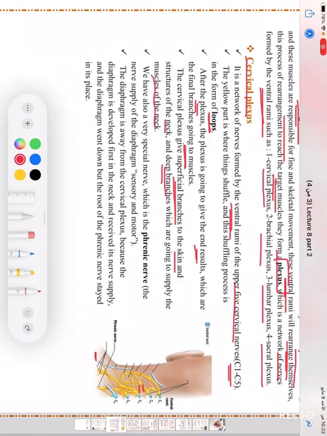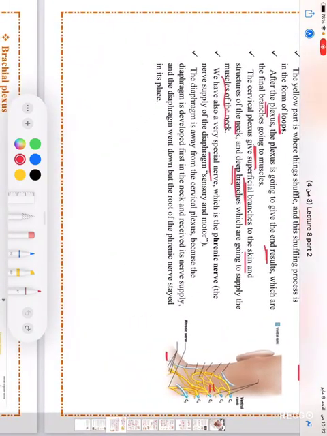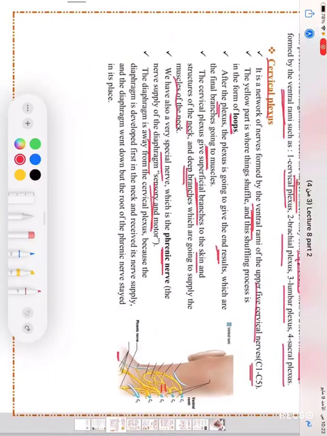We have also a very special nerve which is الفرنك nerve. The nerve supplies the diaphragm, which is sensory and motor. يعني في عنا special nerve برضو جاي من cervical plexus which is اسمه الفرنك nerve. Phrenic nerve, the nerve just supplies the diaphragm, which is sensory and motor.